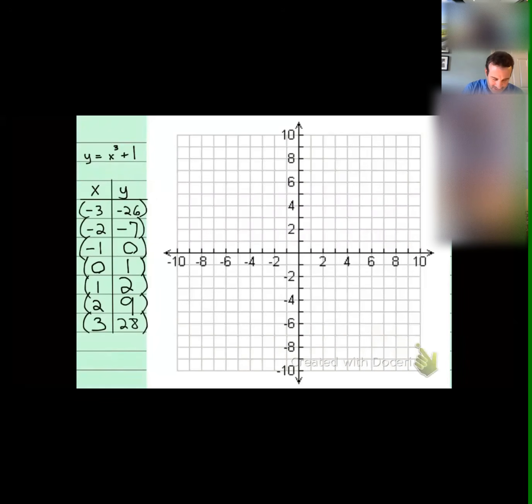-3, -26, that's not on my graph. -2, -7 is going to be right here. -1, 0. Go back 1 and 0 in the y direction. 0, 1. 1, 2. 2, 9. Okay, and then the other two I can't put on here, but I'm going to show you what the graph looks like.